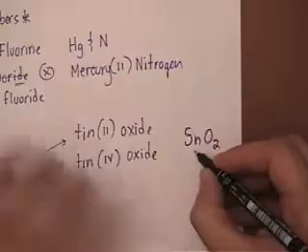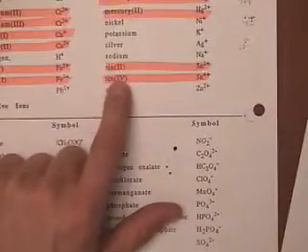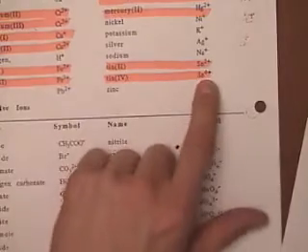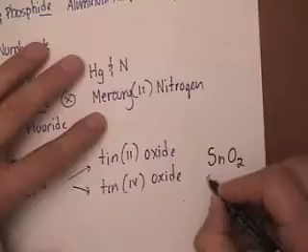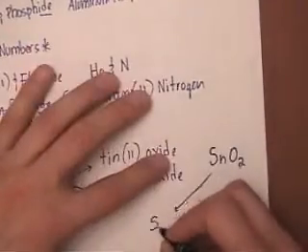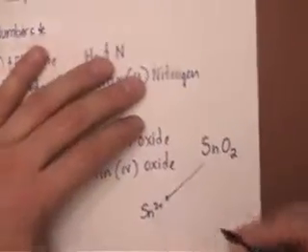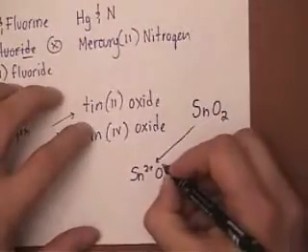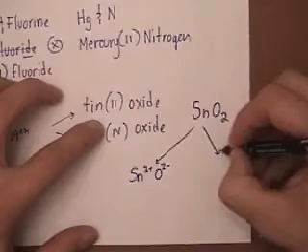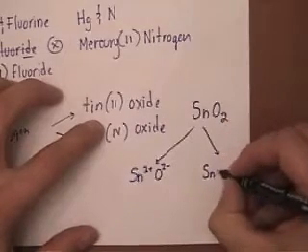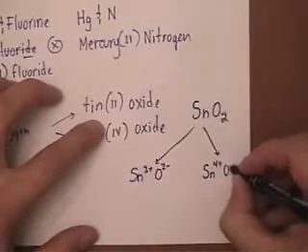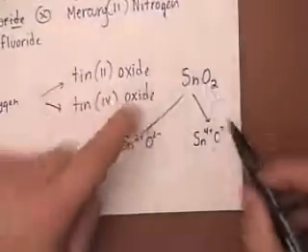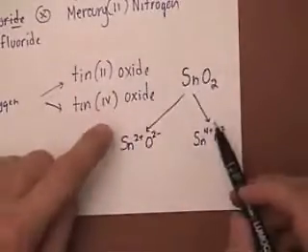So if you look at your ion sheet, you've got a possibility of tin 2 and tin 4. So Sn2 plus and Sn4 plus. Let's go Sn2 plus. That's our first one. Well, we have oxygen. We know oxygen has to be 2 minus. And it could also be Sn4 plus O2 minus. Now, we've reverse engineered the two possibilities.